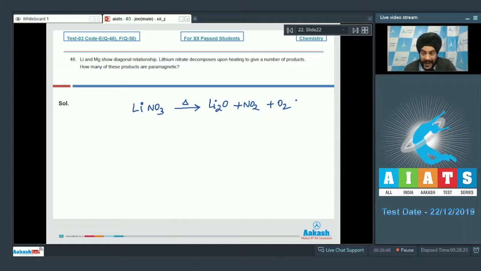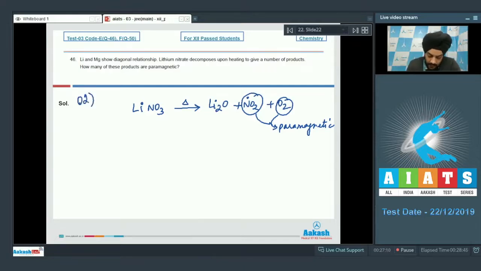If we talk about the paramagnetic species among these, students, we know that NO2 is paramagnetic. It has an odd electron on nitrogen. And O2 is also paramagnetic. Both NO2 as well as O2 are paramagnetic. For this question, we have to mark the correct answer as 02. Let us look at the next question now.